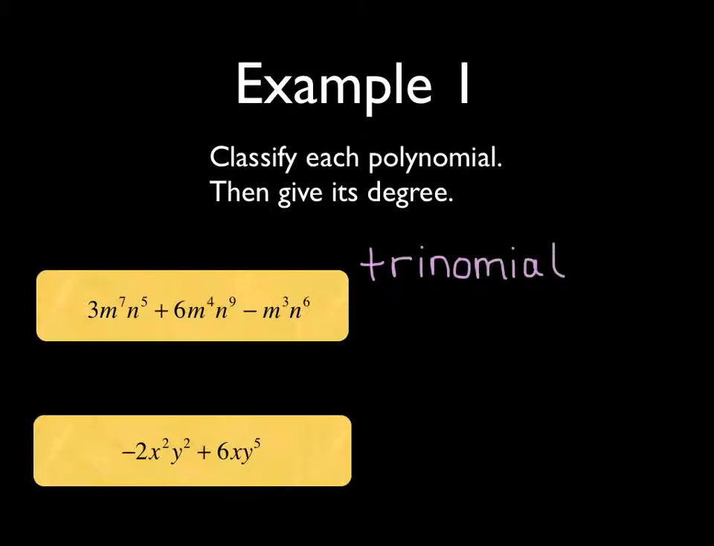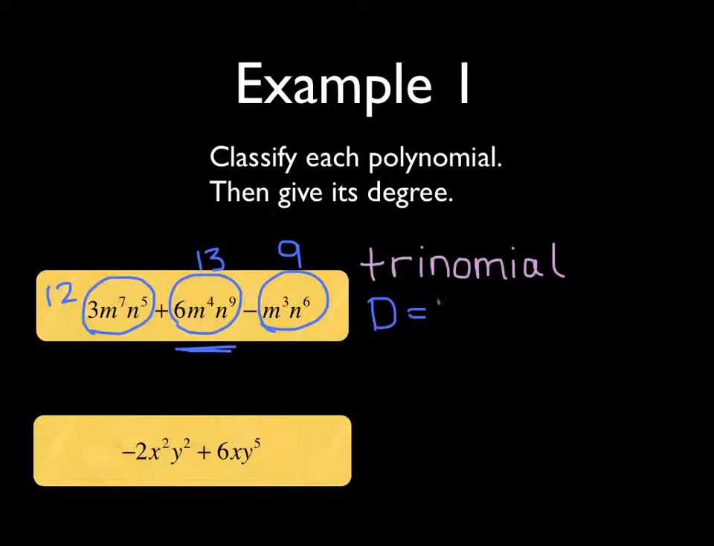Okay, and see how each one of these pieces has more than one exponent in it? So what I'm going to do is I'm going to add up the exponents in each piece. This one would be a 12. This one would be a 13. Can you see where I'm getting that from? Okay. And then this one, 3 plus 6, would give me 9. So of those 3, which one's the biggest? Yeah, this middle one, right? So we would say that the degree is 13.